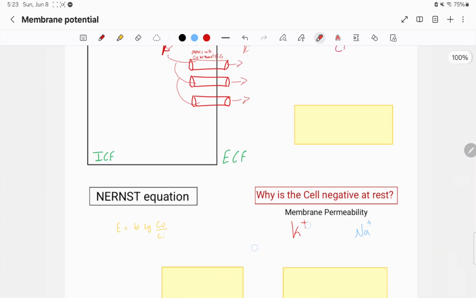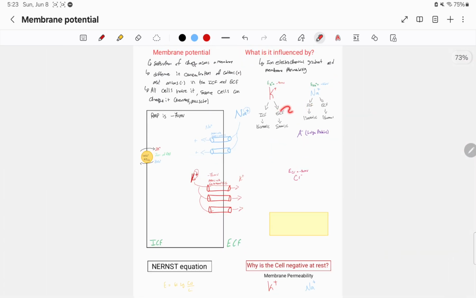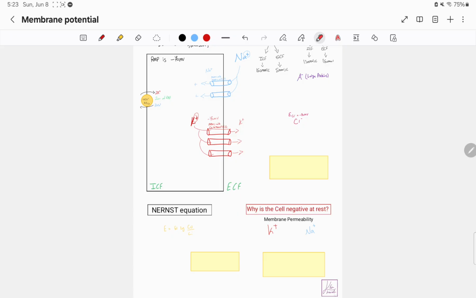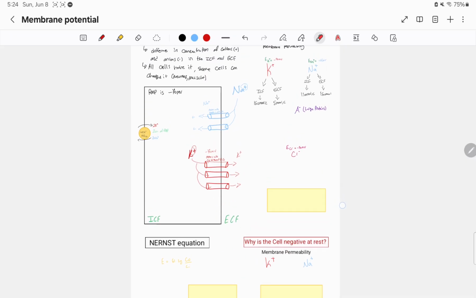If you plug in those concentrations that I mentioned to you, you will get a number close to negative 90 millivolts. All right? Now, take note that to actually measure these values, without having to estimate them using an equation, we would have to stick something called a microvoltmeter into either the ECF and the ICF, and then measure them.